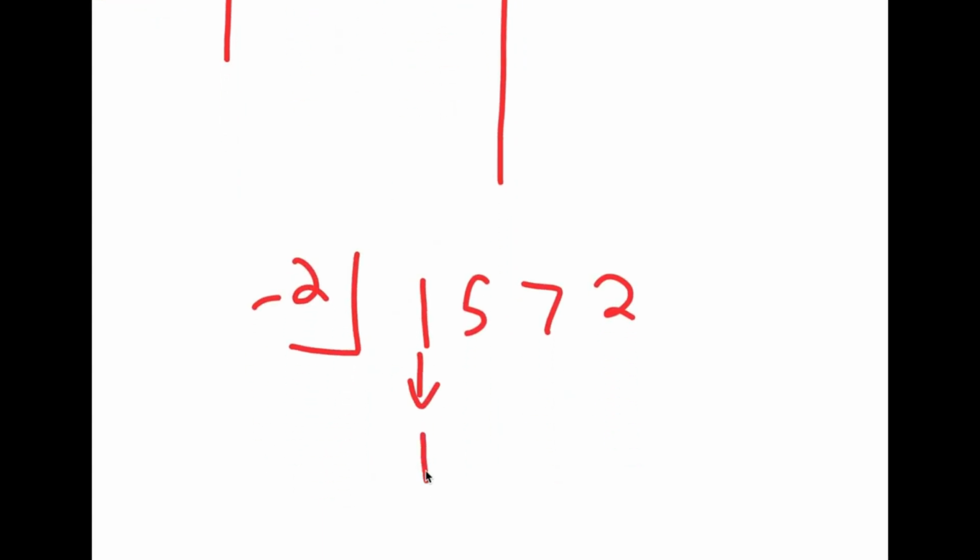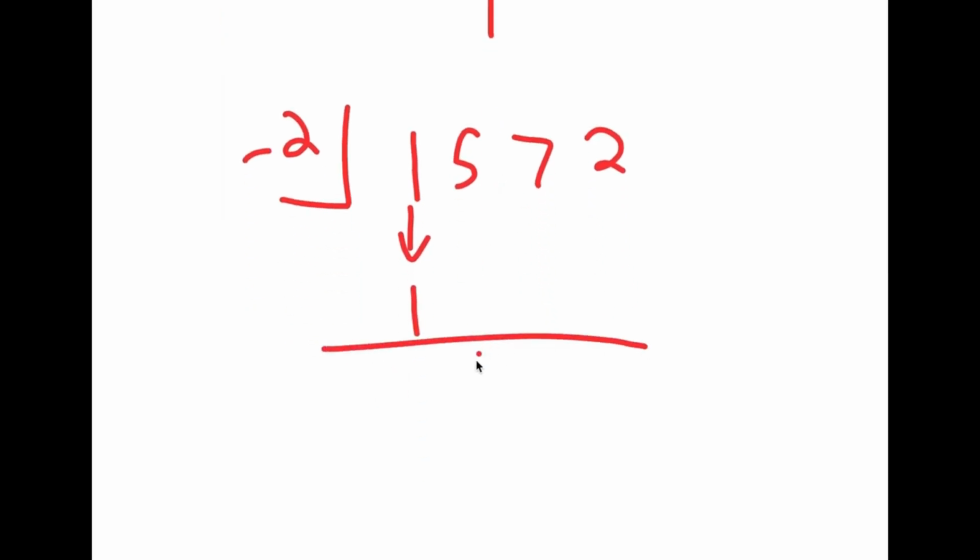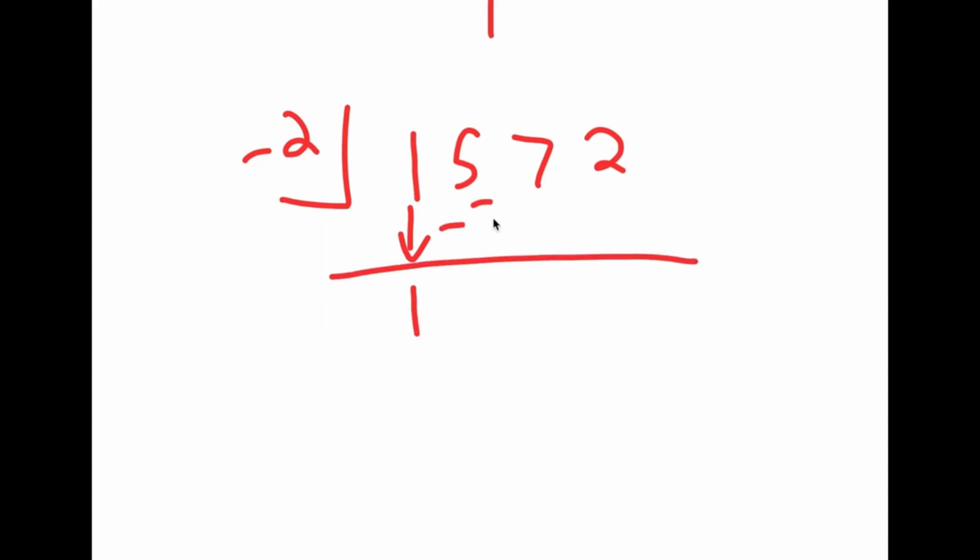And remember, we're using -2. Now we're going to bring our 1 down, and -2 times 1 is -2, so I'm going to write the multiplication of these two over here. And now 5 plus -2 is 3. Now I'm going to go again. -2 times 3 is -6. 7 plus -6 is 1. Finally, -2 times 1 is -2. 2 plus -2 is 0.